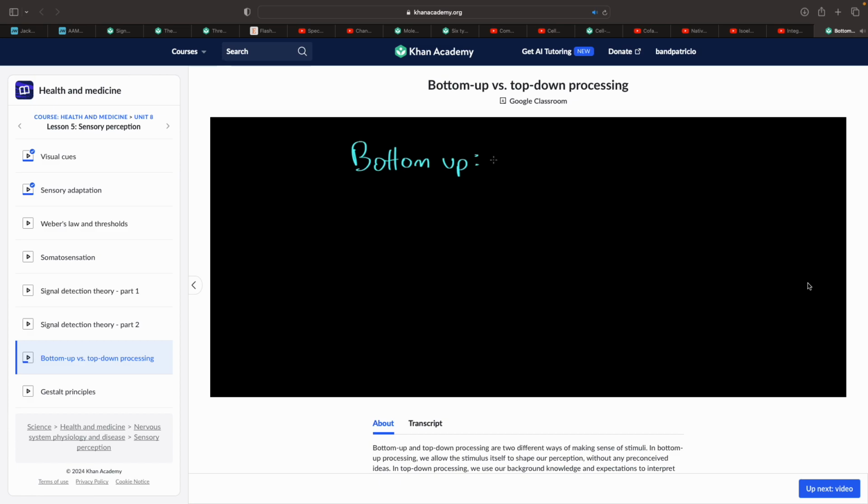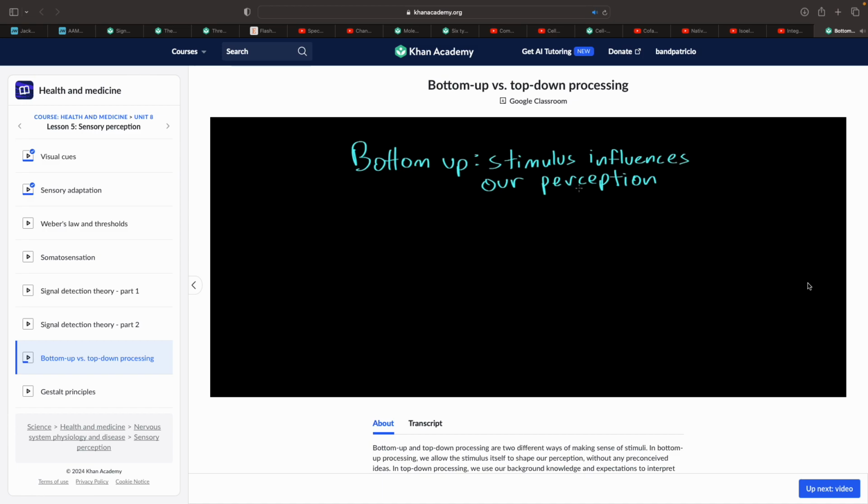Bottom-up processing basically begins with the stimulus. So let's imagine that we're looking at something, or let's say I'm looking at a banana. The banana is sitting there and it influences what we perceive. So stimulus influences what we perceive, our perception. If I know absolutely nothing about something, I've never seen it, I don't have any preconceived cognitive constructs about what I'm looking at, the stimulus basically is influencing my perception.